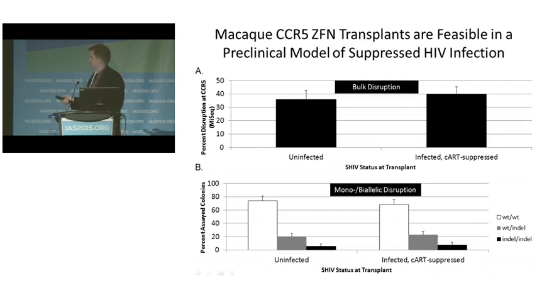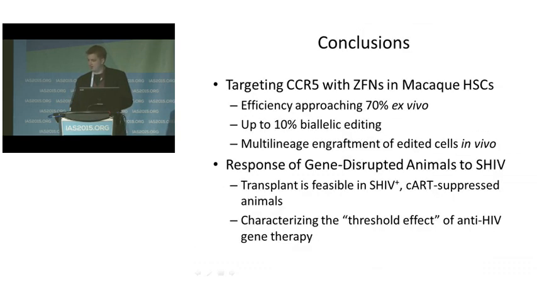It just, I think, better reflects the fact that as we've done more and more of these transplants, we've gotten better at them, and there's a few tricks that we've learned that have, animal by animal, increased the efficiency with which we can disrupt CCR5. So just to conclude, what I've shown you in the data so far is that we can disrupt CCR5 in macaque HSCs with an efficiency approaching 70% ex vivo.